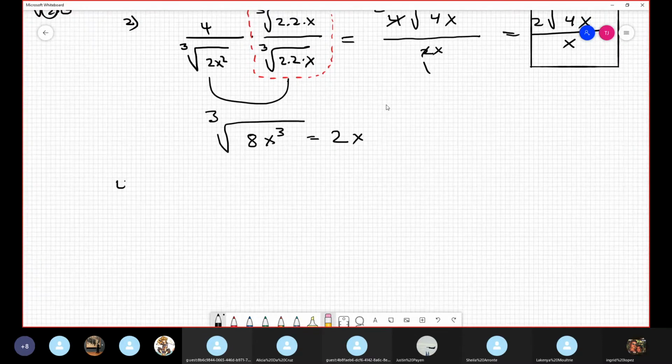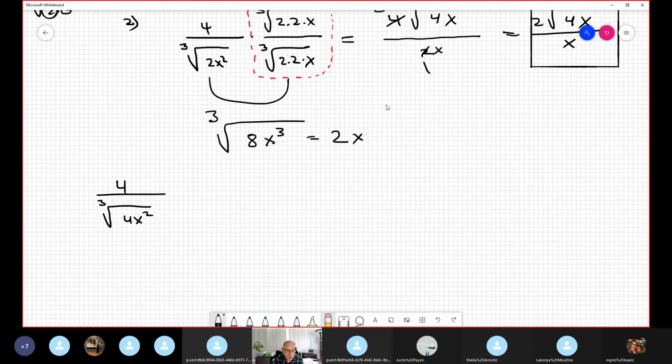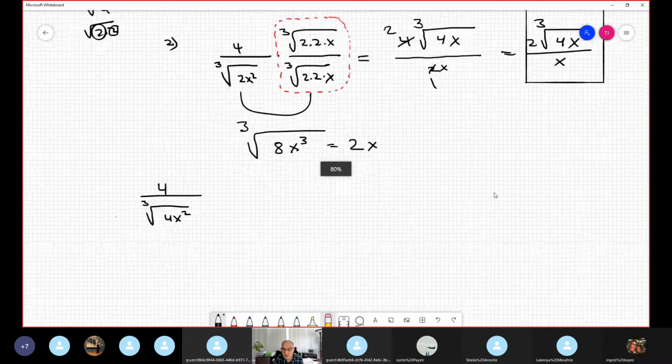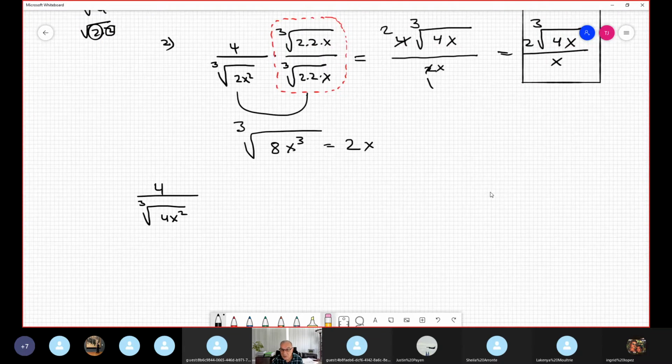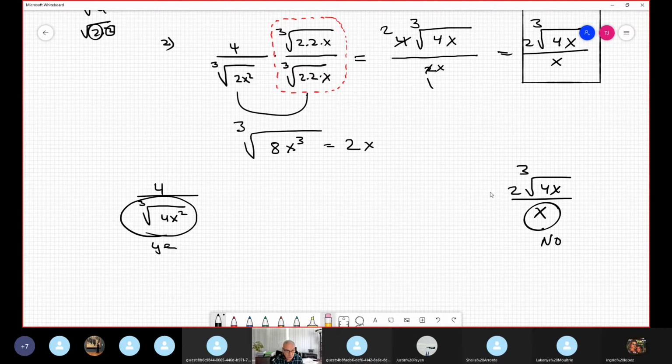Okay. This is my original problem. I need to do something to rationalize. So my final answer, okay, is this: 2 cubic root of 4x divided by x. It does not contain a radical in the denominator. This is a radical. This is not a radical. No, yes, I need to do something. This is 2, sorry. This is 2.